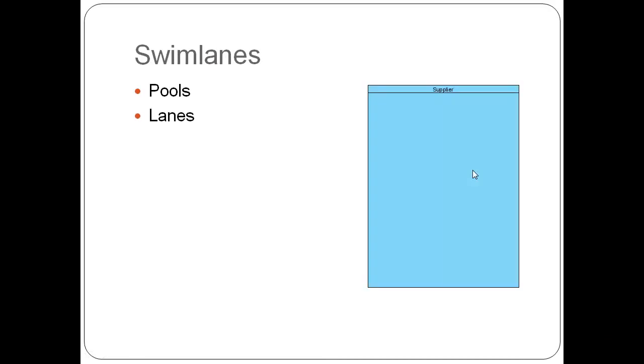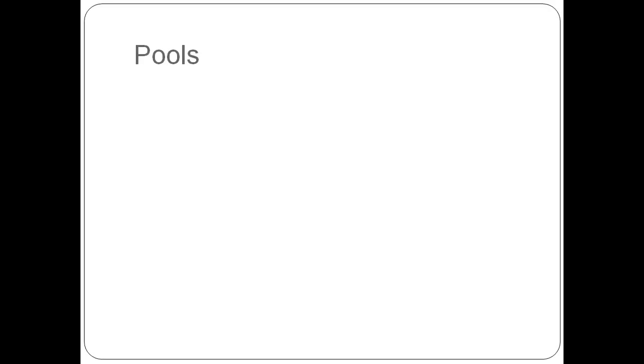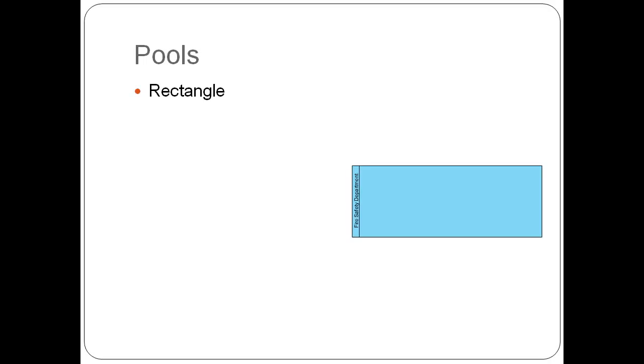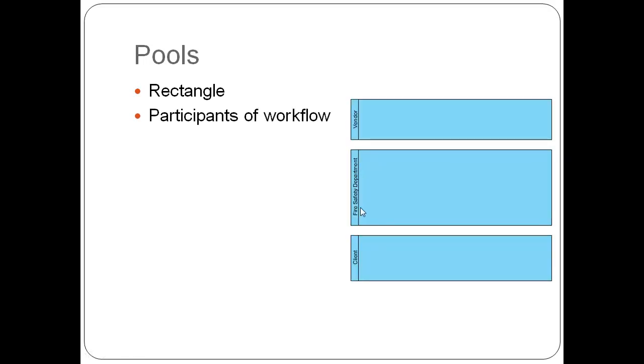Okay, let's start talking about the swim lane. There are two types of swim lane. The first one is pool, the second one is lane. Let's start with pools. A pool is a rectangle shape, and the pool has the name at the top or on the left-hand side of the rectangle, and it shows the participant of the workflow. And the participants, usually when we're talking about pools, means they are standalone or external entities to each other.